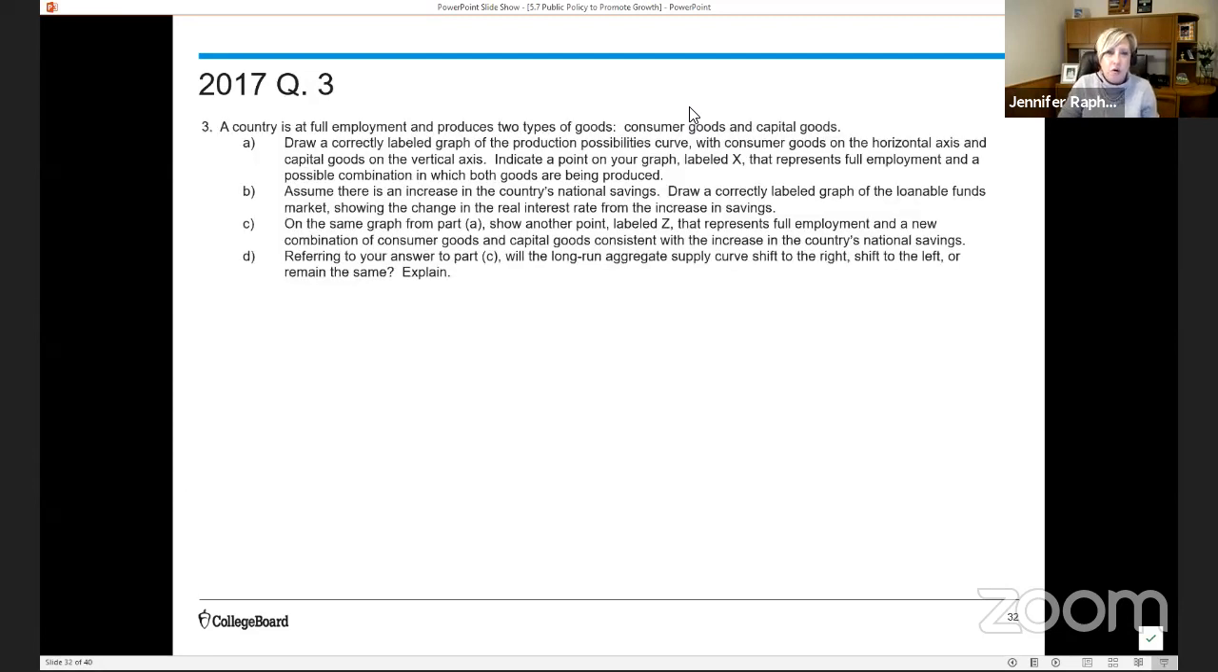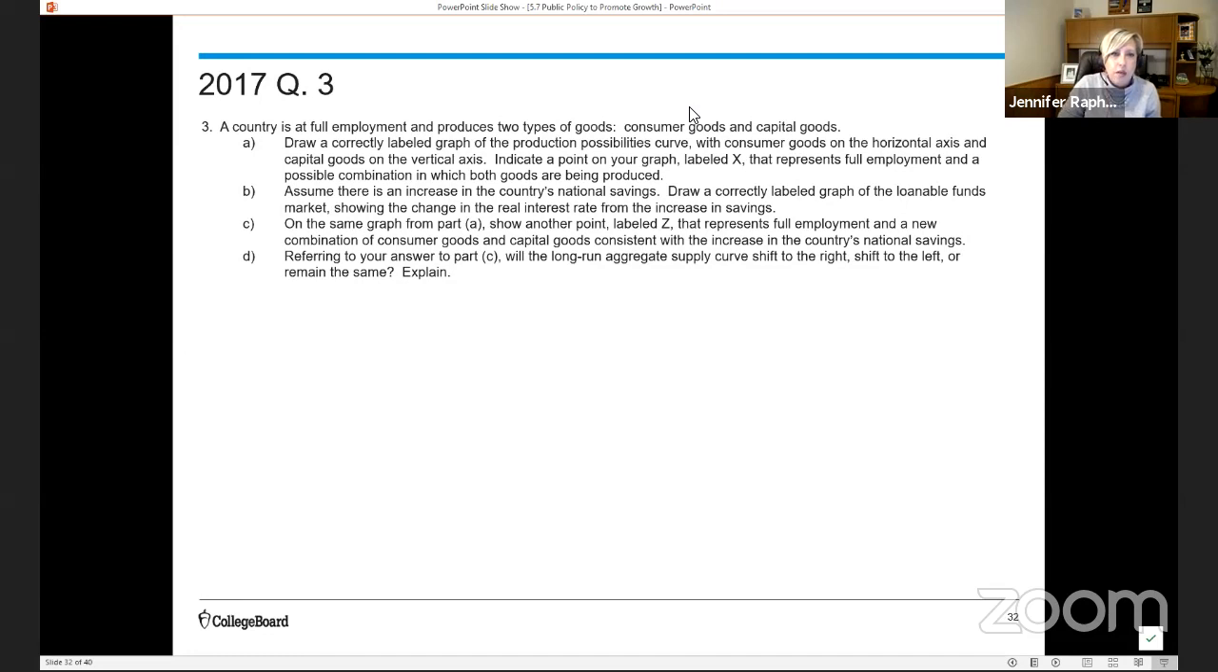Okay, so I wanted the whole question to be on the screen while we were doing it. So part A, remember, we always want to read the question. We're told the country is at full employment and it produces two types of goods, consumer goods and capital goods. It should come as no surprise to read part A and see that we have to draw a correctly labeled graph of the production possibilities curve with consumer goods on the horizontal axis and capital goods on the vertical axis. We then have to indicate a point on the graph labeled X that represents full employment and a possible combination in which both goods are being produced.